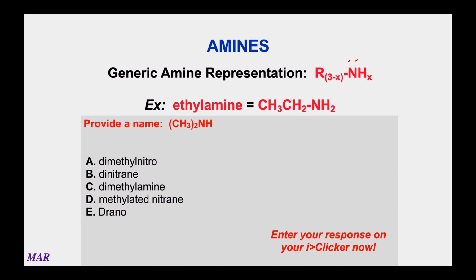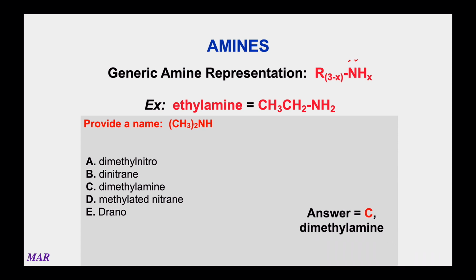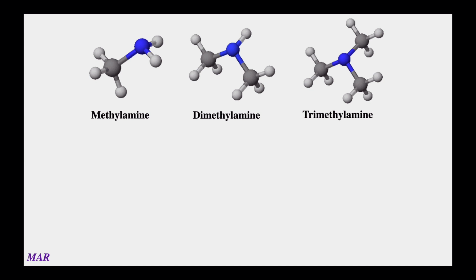If you look through this list here, some of them are kind of funny sounding, but dimethyl nitro, that doesn't make any sense. Dinitrane sounds cool, but that doesn't make any sense either. This one is definitely going to be dimethylamine, 2 methyl groups off the nitrogen. And of course, you could have trimethylamine, which would be 3 methyls and no hydrogens. If you have all hydrogens, that's ammonia, NH3, which is the simplest one. The other answer, methylated nitrane, doesn't make any sense, and Drano is essentially sodium hydroxide. That doesn't count either. So here's the methylamine, dimethylamine, and trimethylamine list of families.